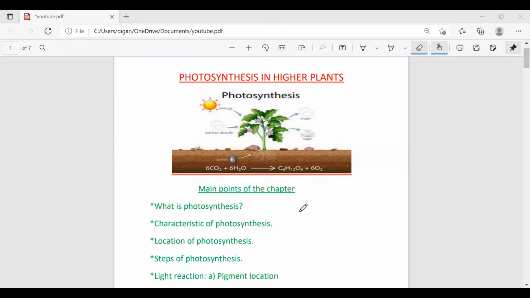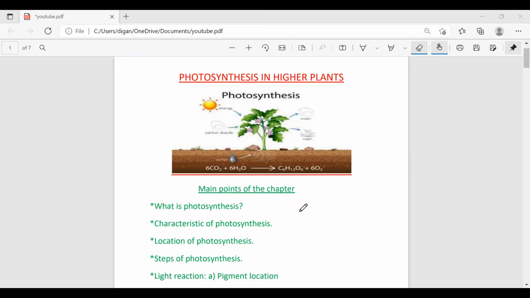Today I am going to discuss an important topic, that is photosynthesis in higher plants. This chapter is very important from the examination point of view, both for the board exam and the entrance exam. So before starting the chapter, have a look at the important topics of the chapter.